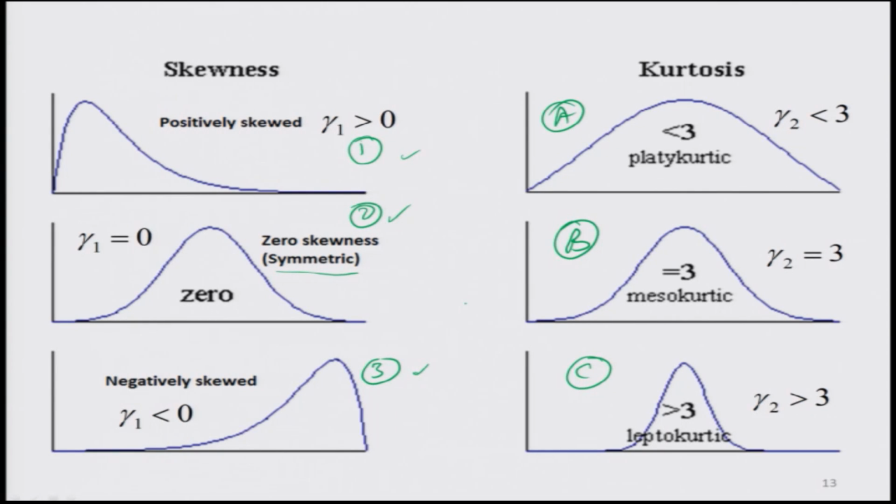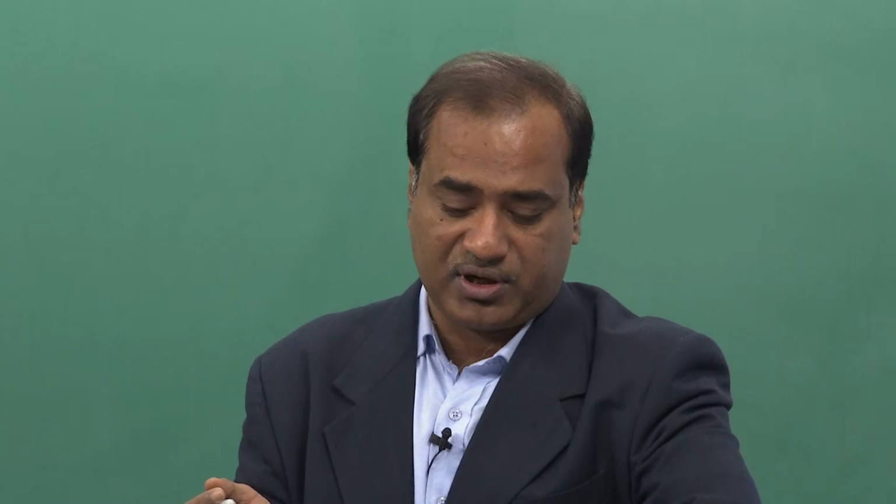First we try to look into figure number 2. Here the curve is symmetric. So, in that case, if we try to compute the value of gamma 1, this will come out to be 0. So, any value of gamma 1 close to 0 will indicate that the distribution of the data is symmetric or, say, nearly symmetric.